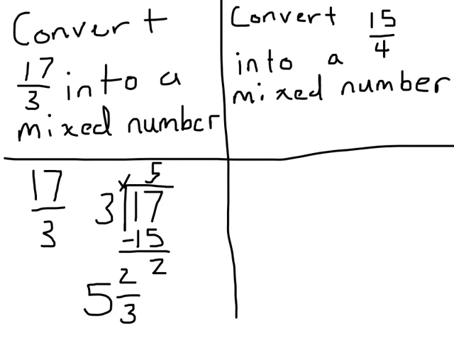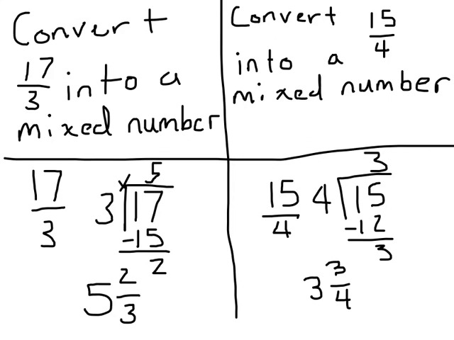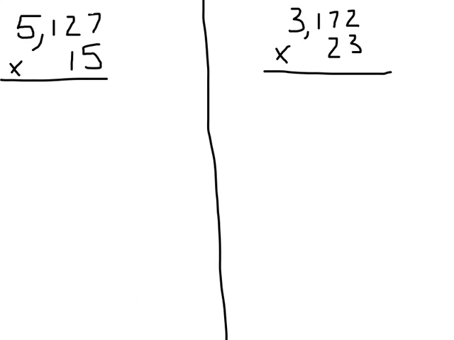Now you try one. What's 15 over 4 written as a mixed number? When I divide 15 divided by 4, I get 3 wholes with 3 left over, or 3 and 3/4. Now let's do some multi-digit multiplication.